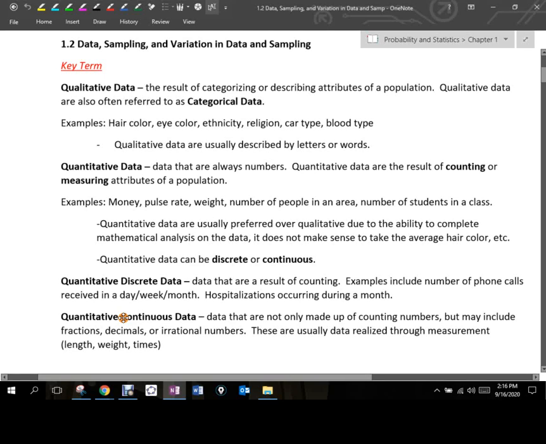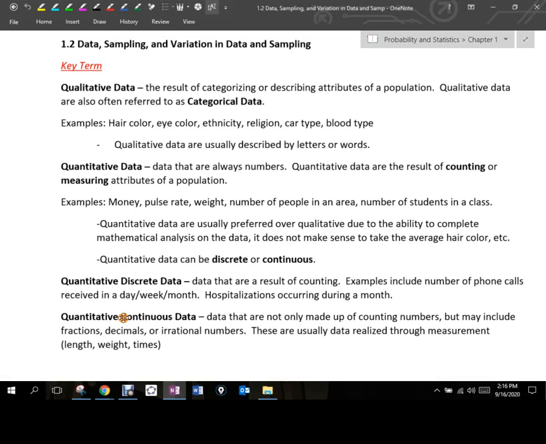Okay. We are going to start section 1.2. It's more terms.